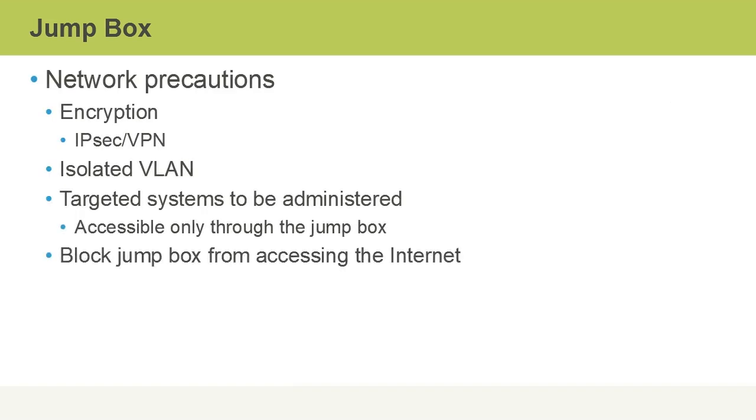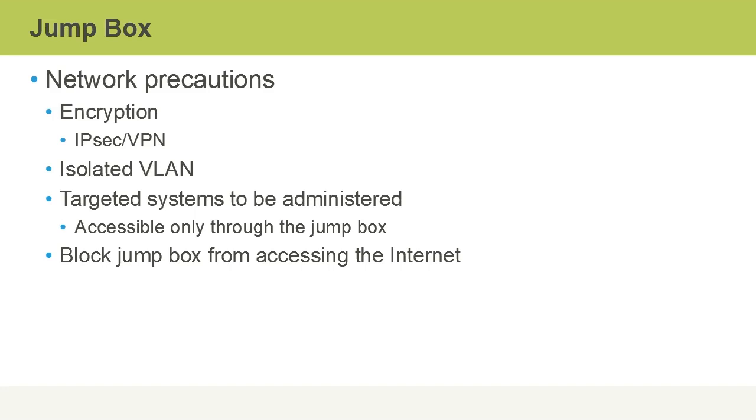Now, in terms of network precautions, we should always make sure we're using some type of encryption of all network transmissions, whether we're using an IPsec VPN, or we might also consider the use, instead of or in addition to, an isolated VLAN, so that administrative traffic is kept separate from regular end user IP traffic.